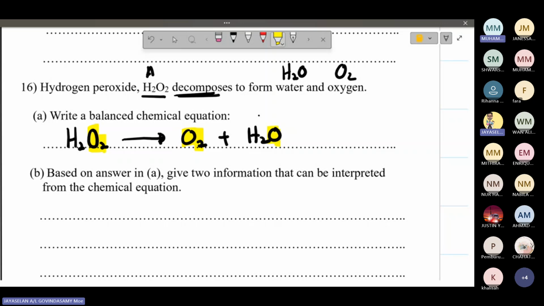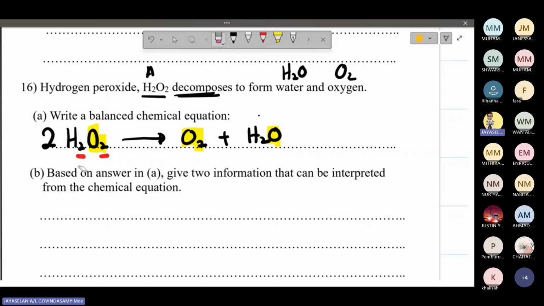Tambah 2 dekat depan H2O, lepas tu dekat sebelah produk tambah 2. Okay, kamu tengok H2 sini dengan O2. Very good, Amirul. Pandai dia. Okay, sini kamu nampak 2, right? So what you guys do here?